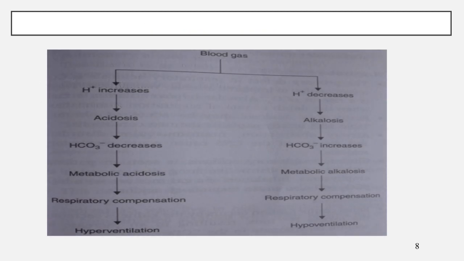See here, in blood gas, H+ ions increase or decrease. If H+ ions increase due to acidosis, pH is decreased and bicarbonate is also decreased, that is called metabolic acidosis. If H+ ions are decreased, pH is increased and bicarbonate levels are increased, that is called metabolic alkalosis.